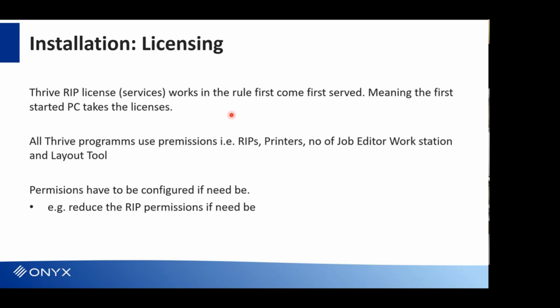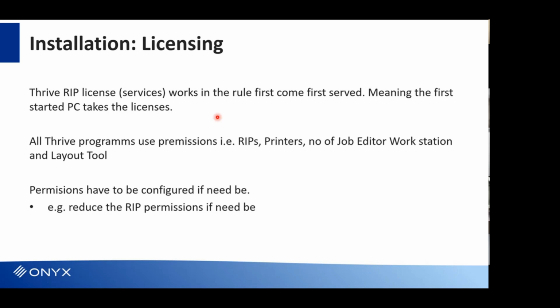So we'll focus mostly on Thrive, as this is the RIP that works in server-to-client functionality, so to say. You can install only the job editing workstation on one workstation, or, as you have seen in the previous slide, you can install a print-only or print forwarding PC separately, to make the production more efficient.